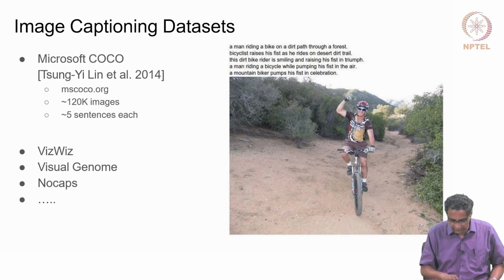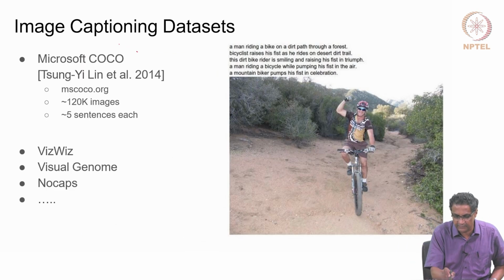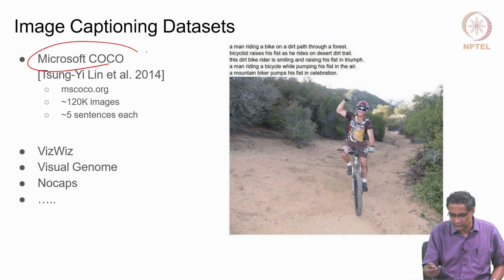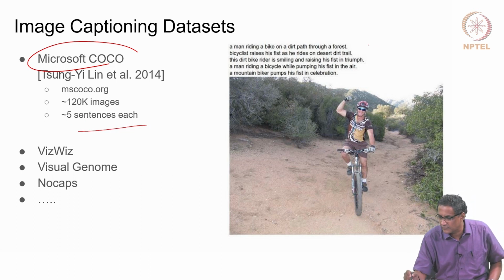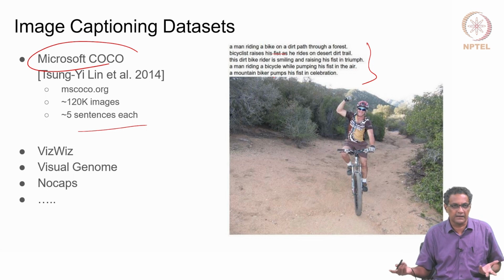For example, if you look at a training data set, which is Microsoft COCO here, somebody has done this work: 120,000 images with captions, 5 sentences each. These are all humans that have written the captions. For example, you can write 5 different things about this guy: a man riding a bike on a dirt path through a forest. Someone else says bicyclist raises his fist. All of these are equally correct, so any of these captions is okay. That's what we mean by there is no single caption.